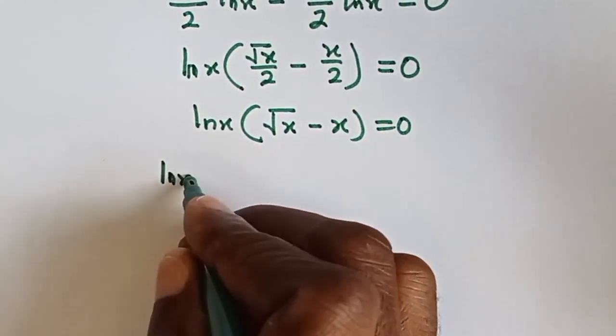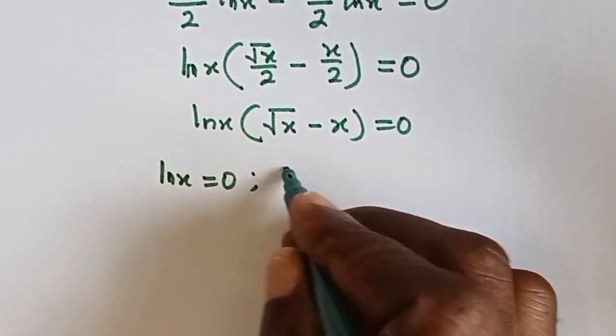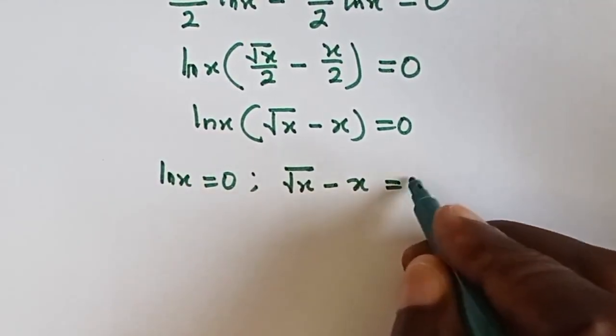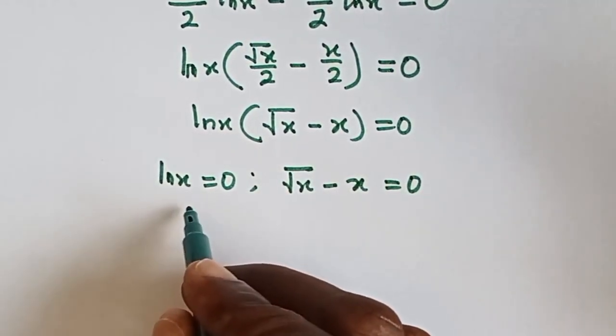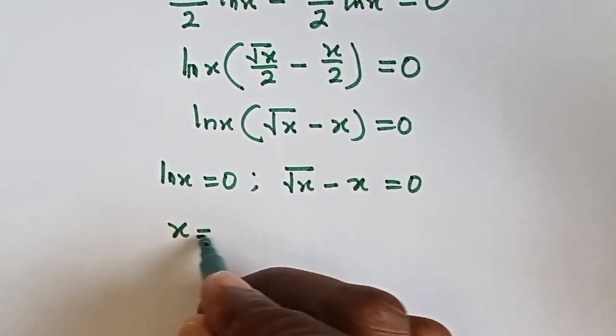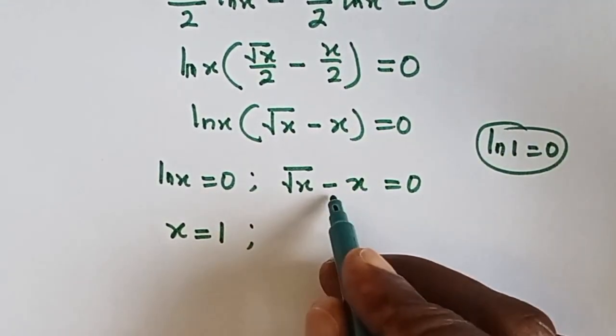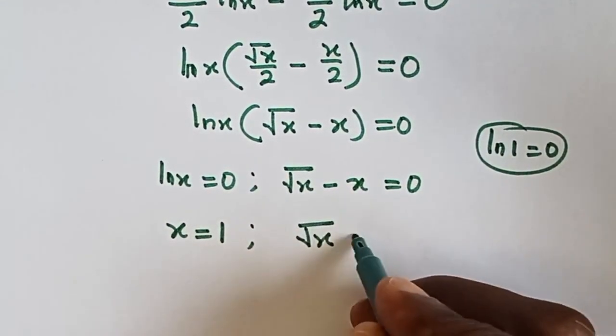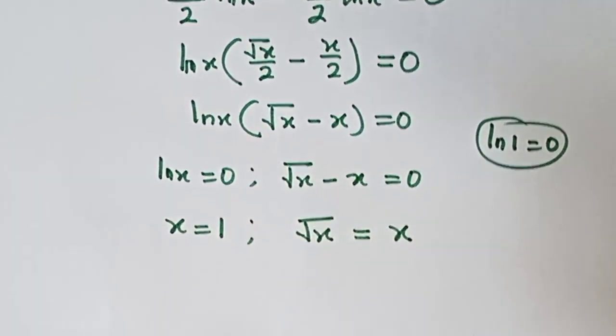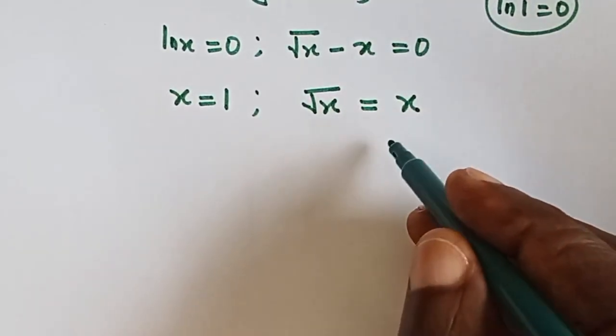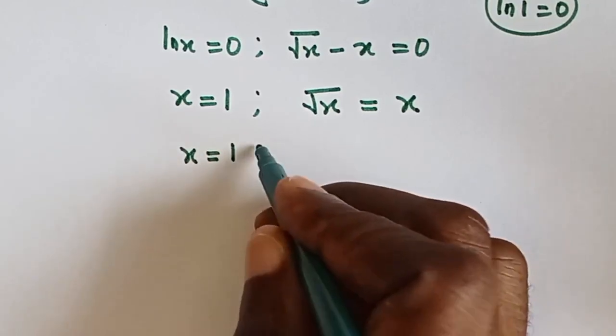So ln x equals 0. And then we also have root x minus x equals 0. Alright, so what is ln x equals 0? It means x equals 1, because ln 1 is equal to 0. And then here, we take this to the other side. We have root x equals, this becomes x. And then we take the square of both sides.